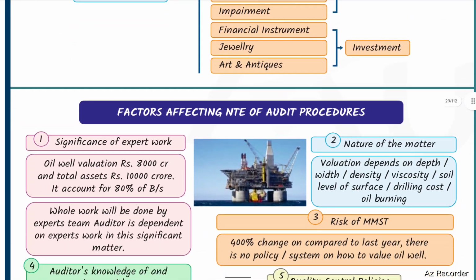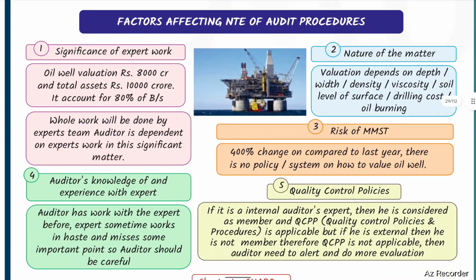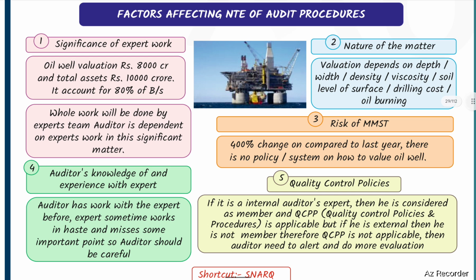Next, factors affecting the nature, timing, and extent of audit procedures. First one, significance of the expert's work. Example: oil well valuation is 8,000 crores and total assets are 10,000 crores. It accounts for 80% of balance sheet items. The whole work will be done by the expert's team. The auditor is dependent on the expert's work in this significant matter.